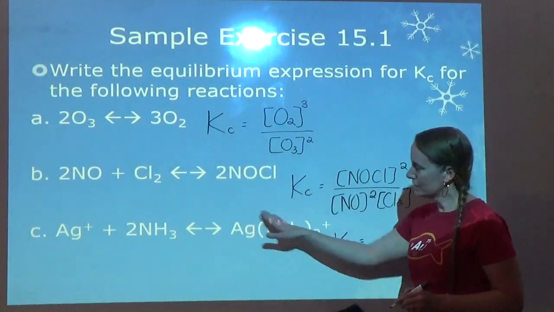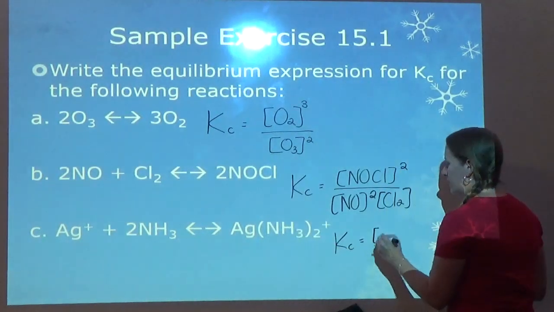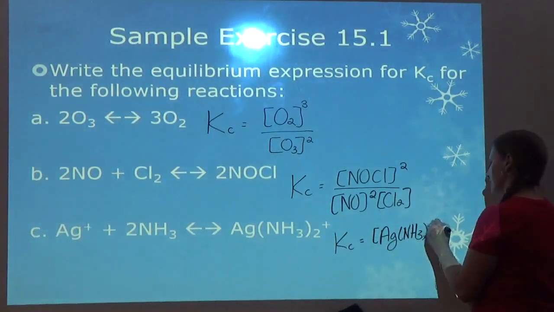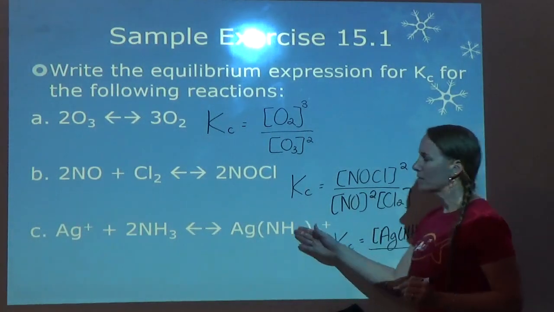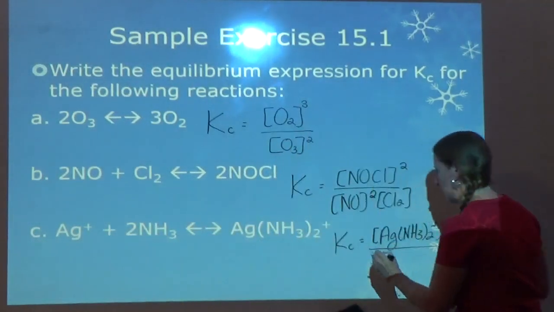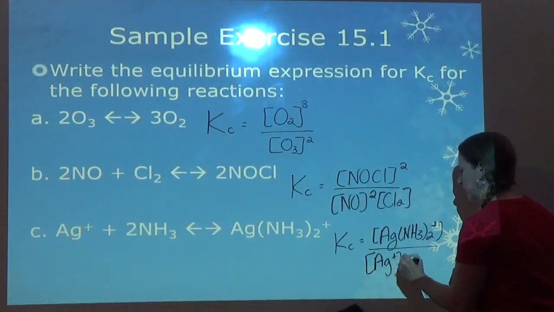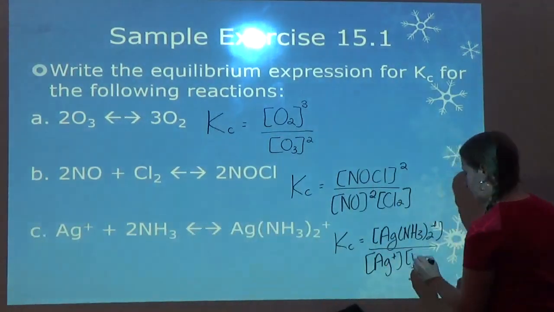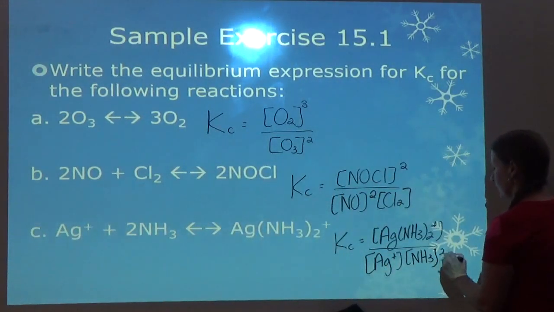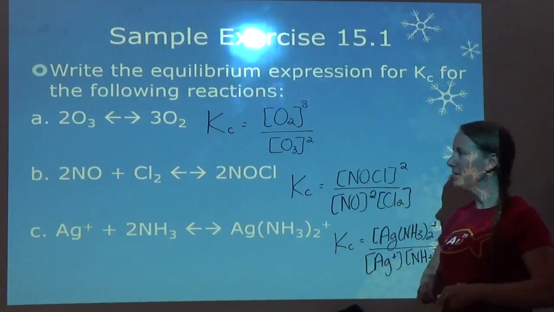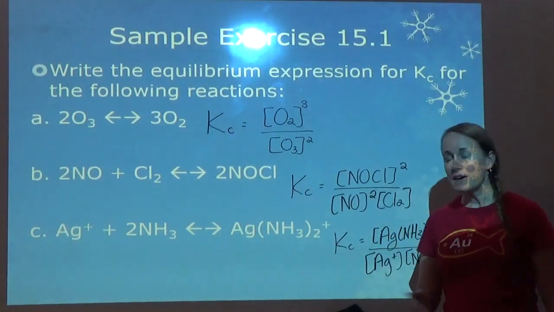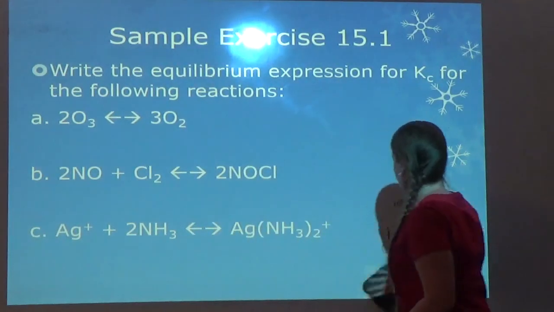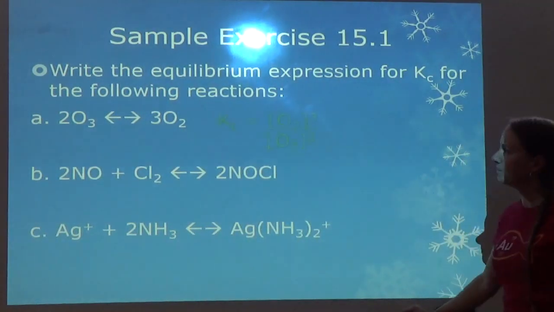So we have products. So right here, I have my Ag(NH3)2 positive over my reactants. So I have the silver ion, Ag positive, and I have my NH3, but I need to square that because it has a power of 2. Just like that. Okay, so the faster you get at writing K values, the better the rest of this will become.